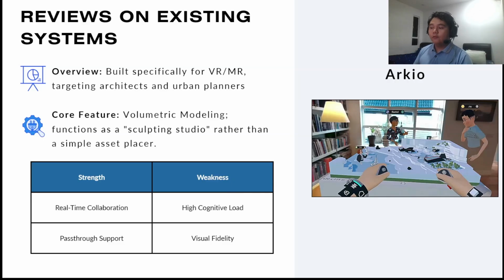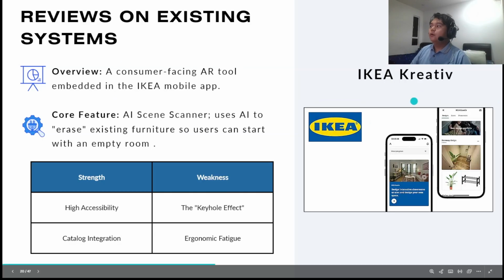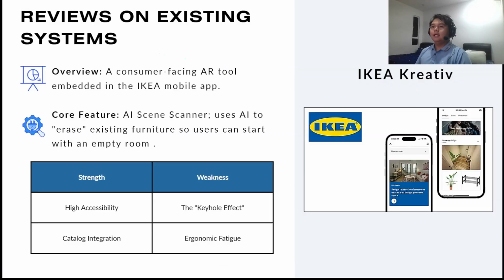And then secondly, it has a visual fidelity whereby to maintain high performance on mobile chipset, it uses a flat shaded graphic rather than a photorealistic material. Next, we have IKEA Creative, a consumer-facing AR tool embedded in the IKEA mobile app. The core feature of this system is it has AI scene scanner. It uses AI to erase existing furniture in a room so user can start with an empty room.